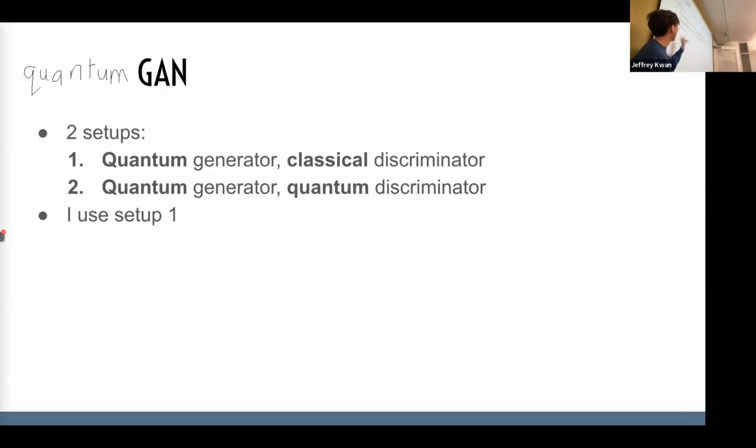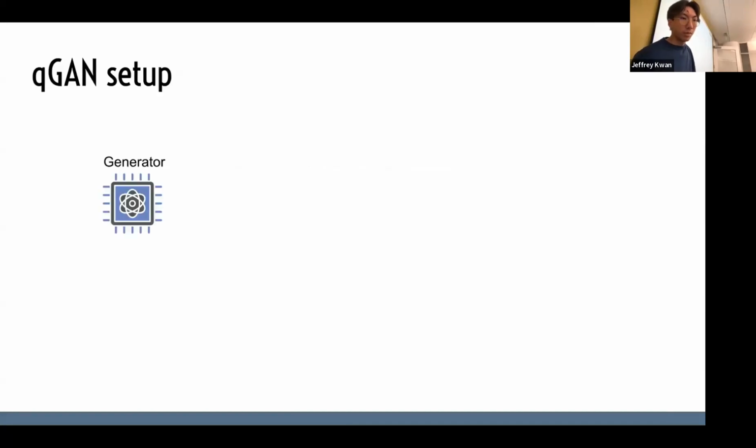So there are two setups in literature. You can either replace both the generator and the discriminator with something quantum, or just the generator. I'm going to talk about the first one. So here's how it works, right?